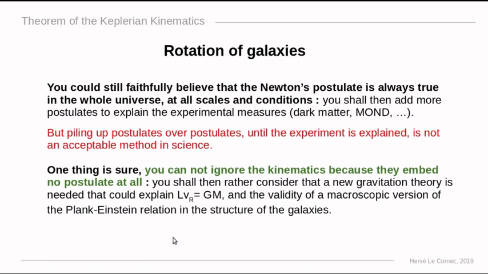You shall then rather consider that a new gravitation theory is needed that could explain LVR equals Gm and the validity of a macroscopic version of the Planck-Einstein relation in the structure of the galaxies. Well, this being said, we will proceed with another important consequence of the theorem.